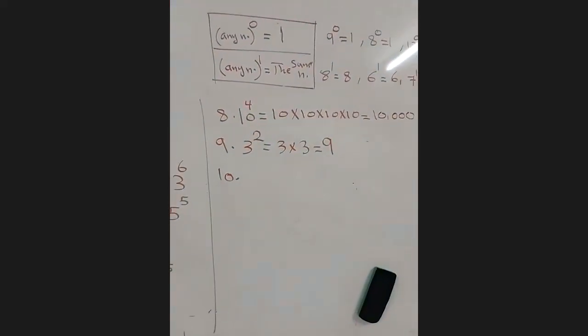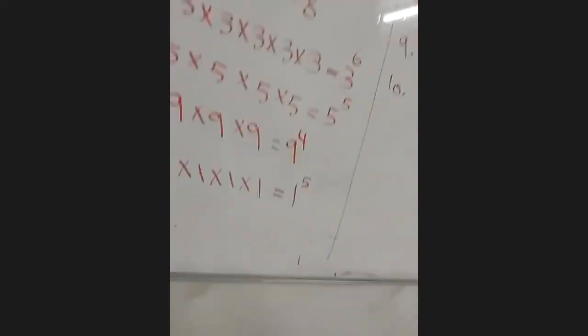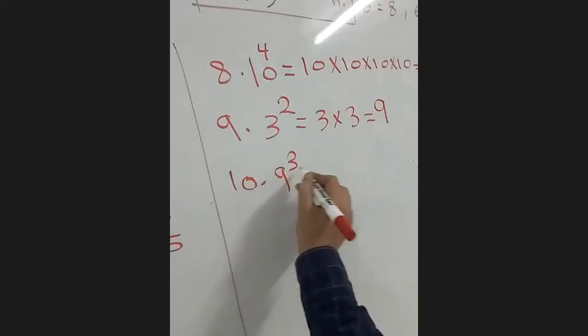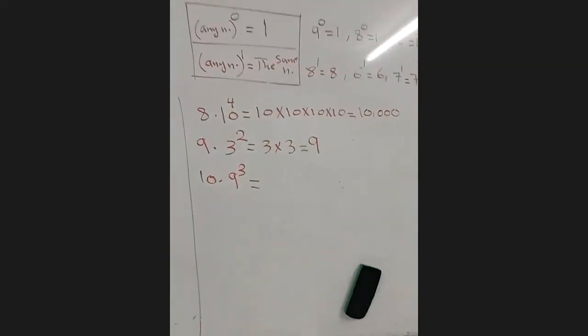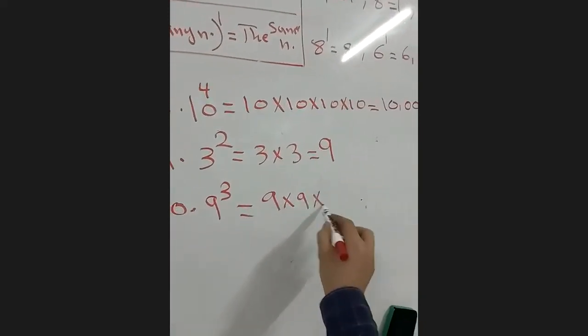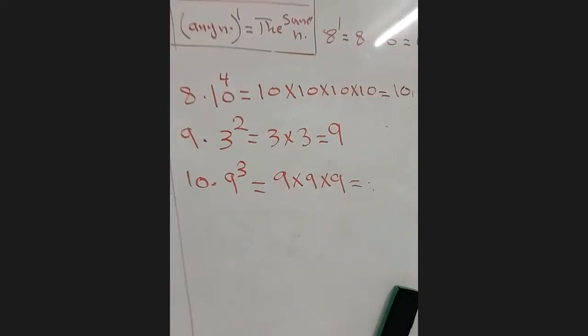Abdullah? Yes, Mr. Yalla, Abdullah. Question. Can you help me with question 10? Yes. 9 to the power of 3. Excellent. How do we write it? How do we find it? 9 times 9, 3 times. Can you find the answer?